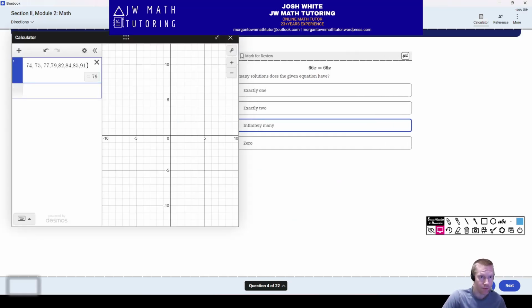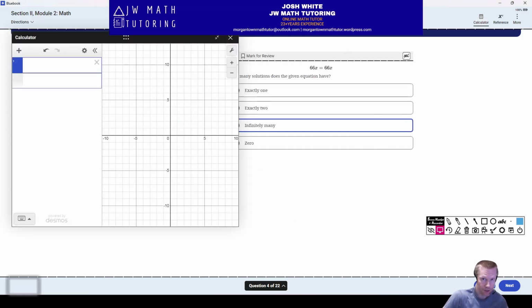Now, in Desmos, the way you'd want to solve this is you want to graph y equals left side, y equals right side. And hopefully when you do that, you're going to notice, hey, it's the same line on top of each other, or overlapping each other.